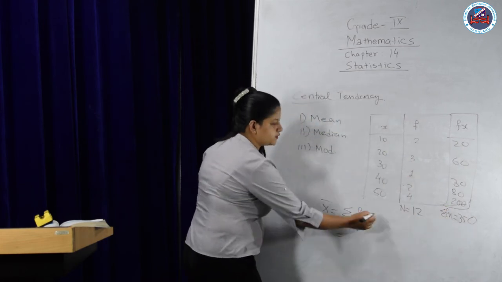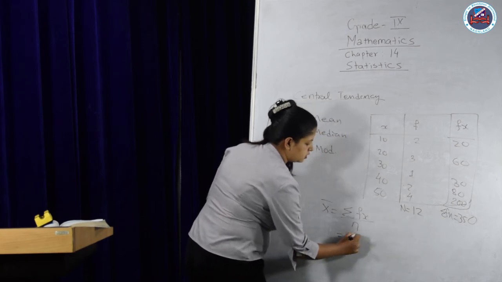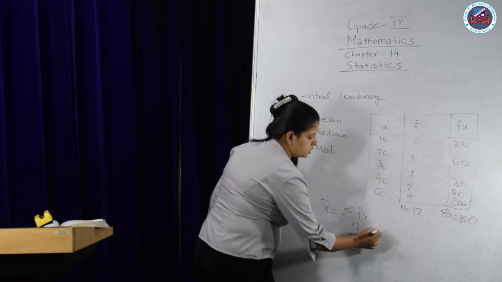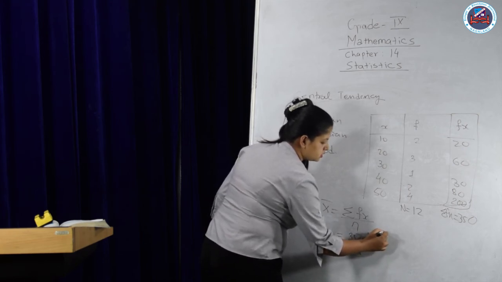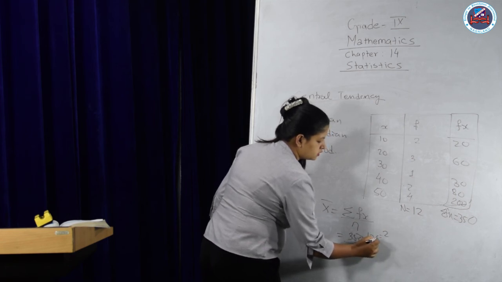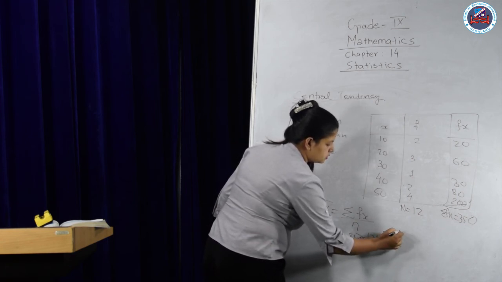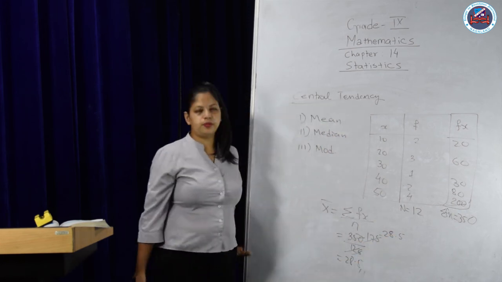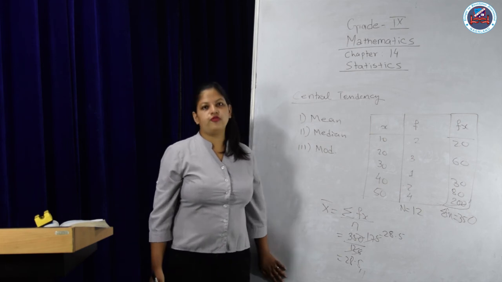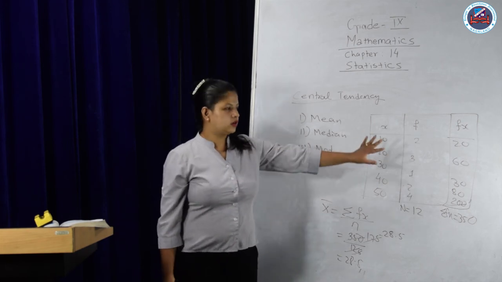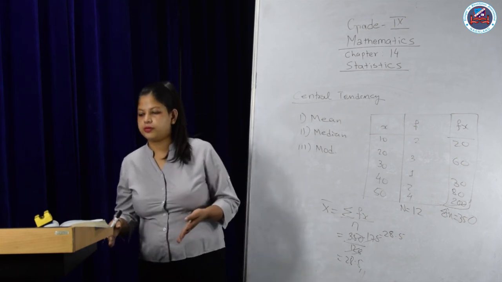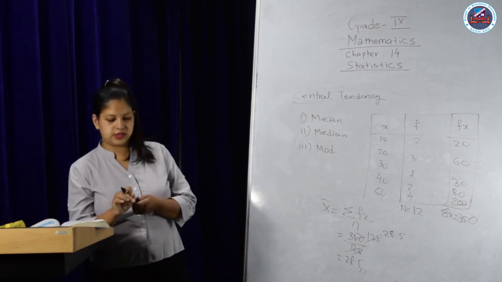Now put this value in place of summation fx, 350. And in place of n, 12. And divide it. So that would be like 28.5. Now in this way you can find mean for the grouped data using the formula summation fx by n. Same thing you do for question number 5 of exercise 14.4 as well.